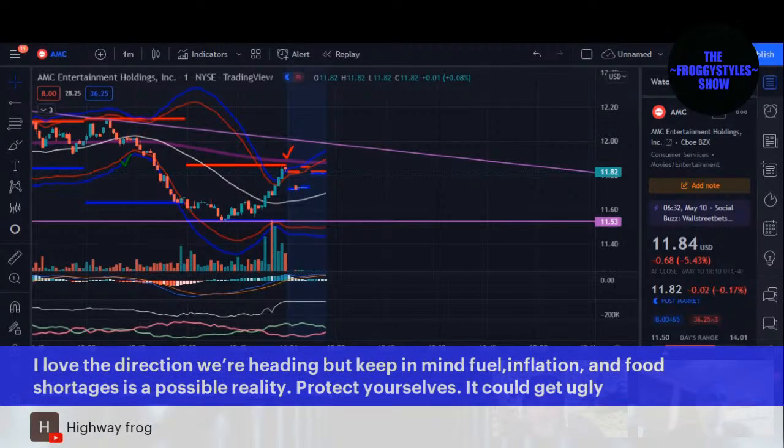Highway Frog says, I love the direction we're heading, but keep in mind, fuel, inflation, food shortages is a possible reality. Protect yourselves. It could get ugly. Yeah, definitely stock up on food. Inflation, I mean, it's going to obviously get worse after the squeeze. Can you imagine all of us retail actually having money, like lots of money? They're going to try to charge us extra for everything. So fuel, hopefully it's still around.